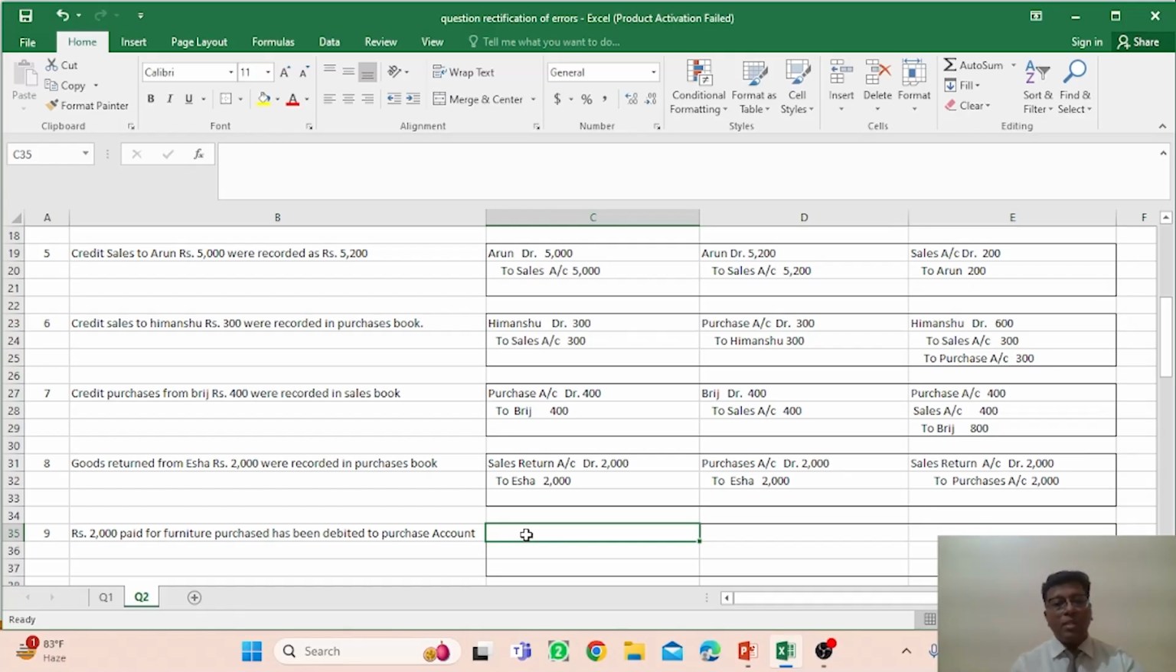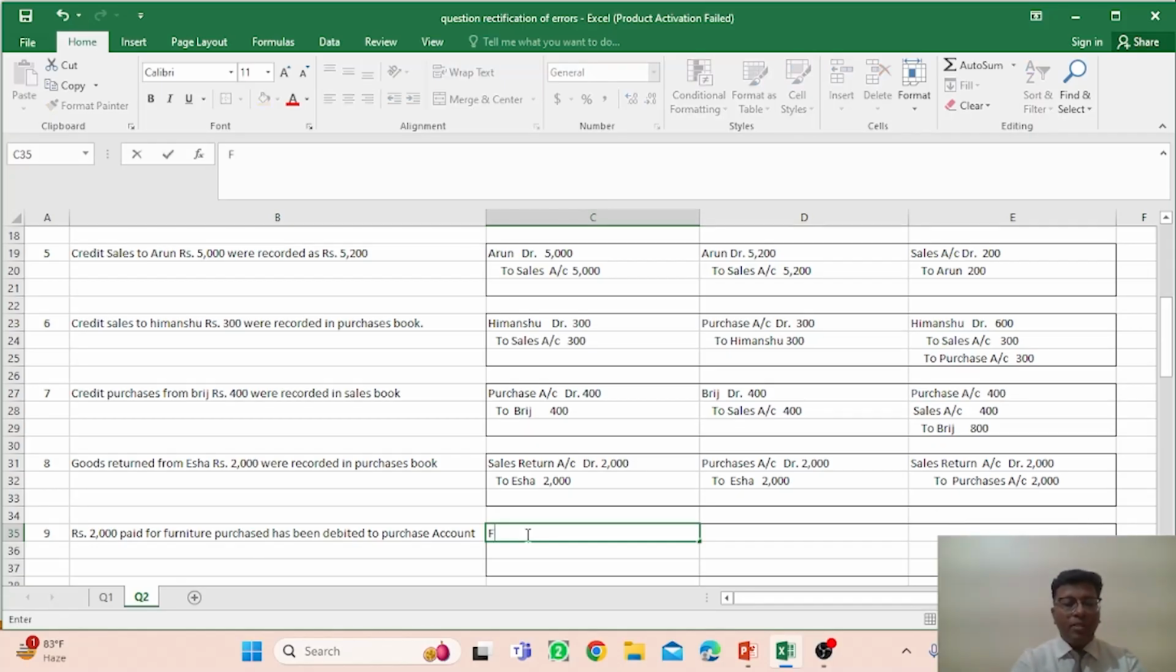So this is the transaction where you have to focus on the furniture. Furniture was purchased, and now you are mentioning it in the purchase account. Now you can understand the particular case given in the question: the rupees 2000 paid for furniture purchase has been debited to the purchase account. So exactly what should be the correct entry?